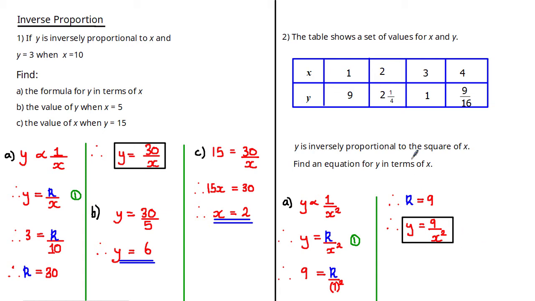Okay. As I mentioned, you could have used any other corresponding pair of x, y values, and you would have got exactly the same result. So do try it out in your own time. Let's have a look at the next problem.